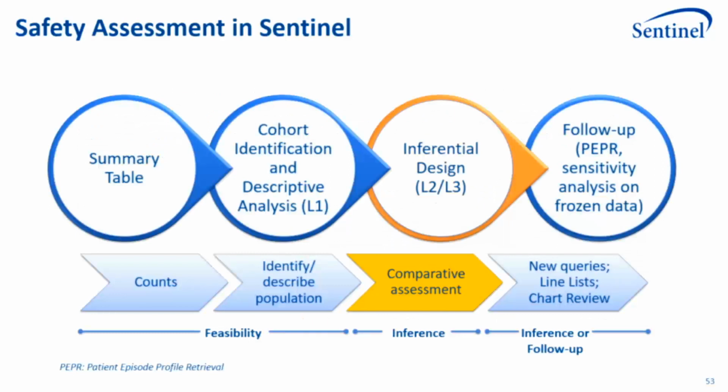So once we checked the feasibility in the database, and we had enough antipsychotic users in each class of antipsychotic, FDA decided to move forward to level 2 propensity score analysis.